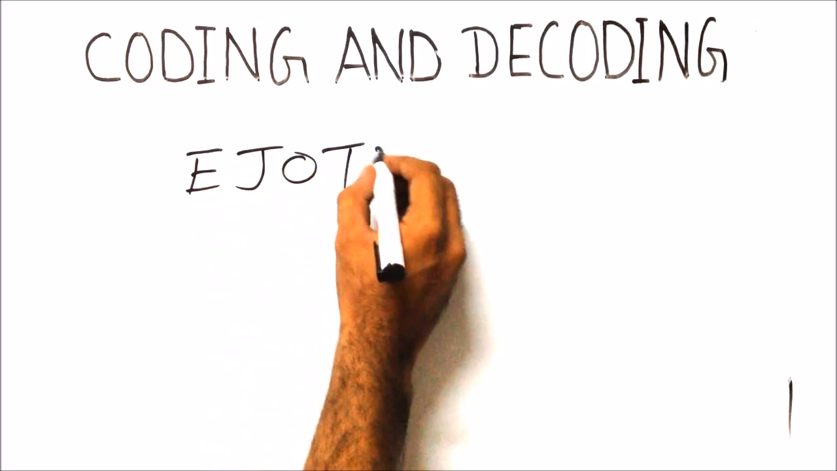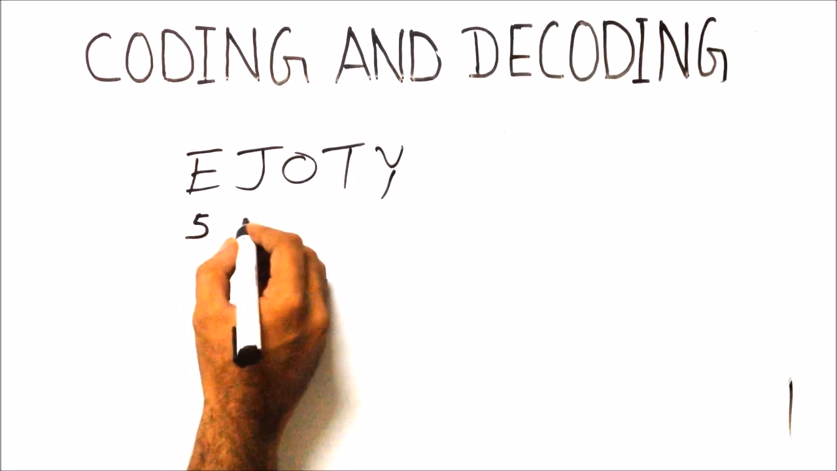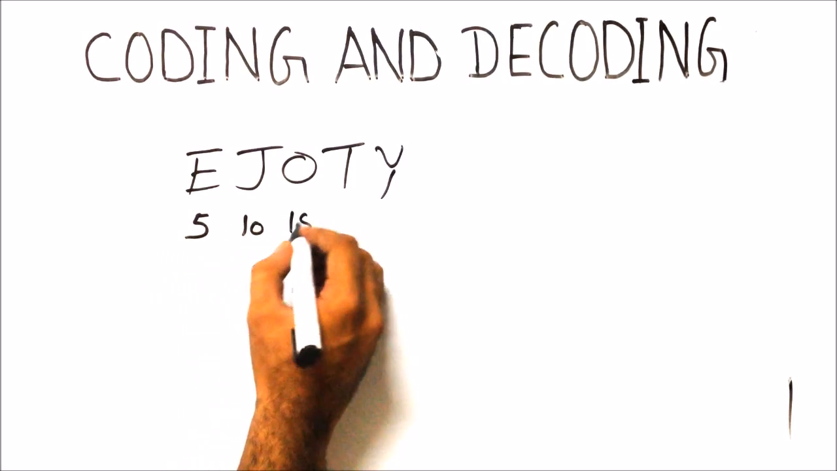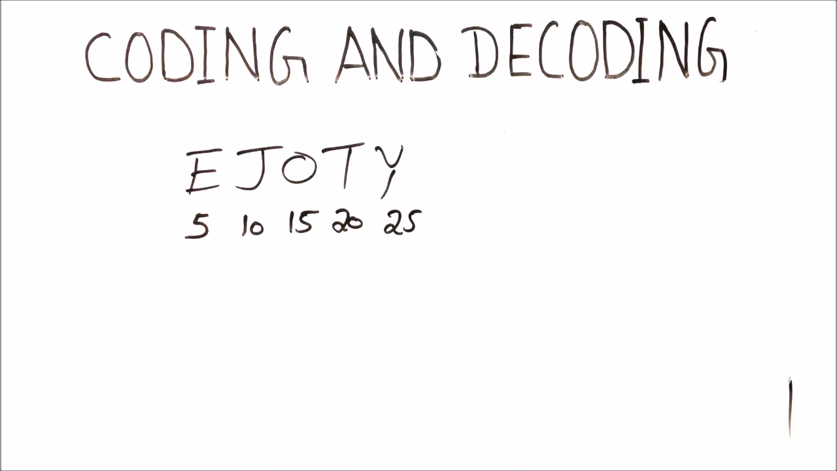Now what is special about this word is that E comes at the 5th place, J at the 10th, O at the 15th, T 20th and Y 25th. Now you will ask me what is so special about EJOTY. Through EJOTY you can easily tell which alphabet comes at which place.